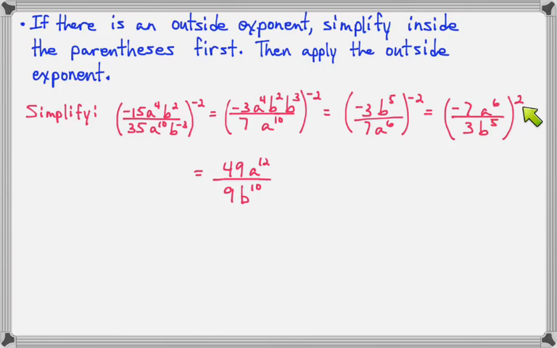B to the 5th squared is going to be b to the 5 times 2, so that is b to the 10th. Now notice 49 and 9 cannot be simplified. A and b cannot be simplified, and this problem is then as simple as we can make it.